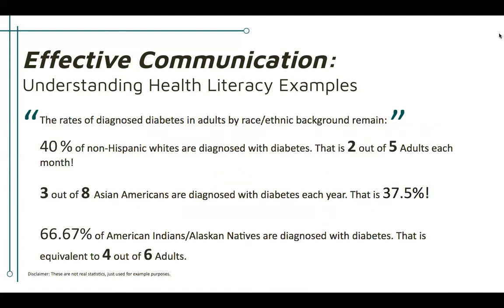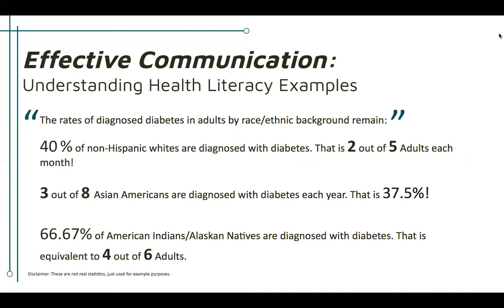Now, let's look at this final example. The rates of diagnosed diabetes in adults by race, ethnic background remain. 40% of non-Hispanic whites are diagnosed with diabetes. That is 2 out of 5 adults each month. 3 out of 8 Asian Americans are diagnosed with diabetes each year. That is 37.5%. 66.67% of American Indians or Alaskan Natives are diagnosed with diabetes. This is equivalent to 4 out of 6 adults.